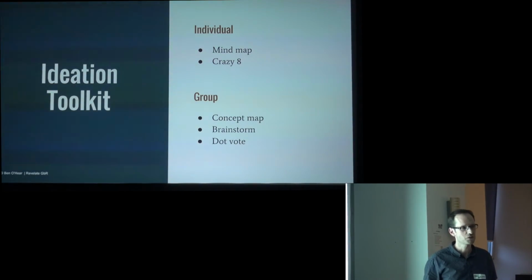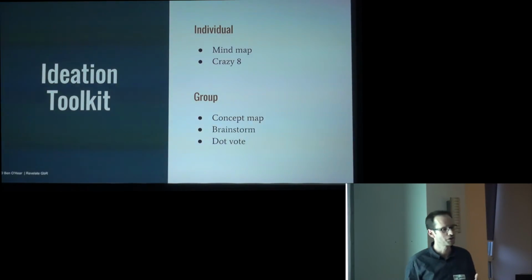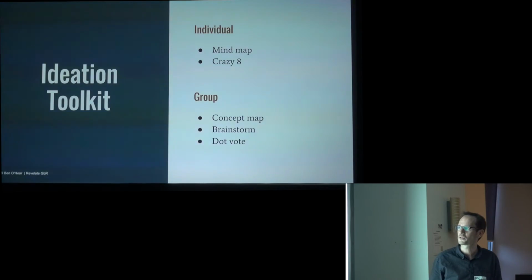The point of that is that often people come up with better ideas themselves, but then you still need to bring everyone together and, first of all, get all the ideas on the table, and secondly, come to some kind of decision fast and move on. So we use individual tools, we use mind maps and crazy eights, and group tools we use concept map, brainstorm, and dot voting.